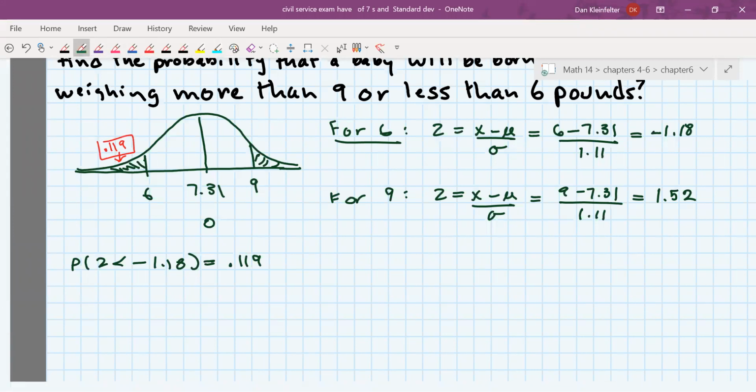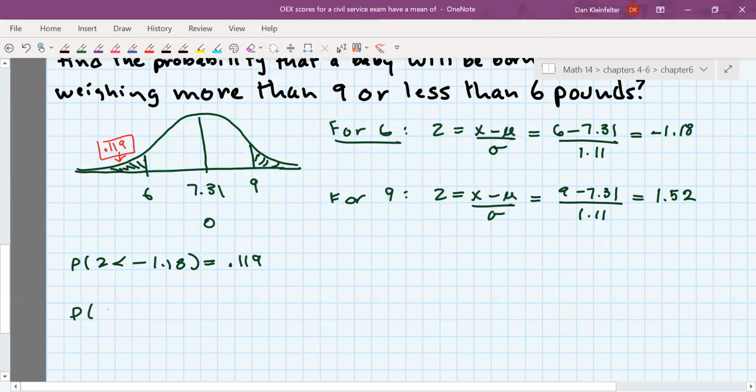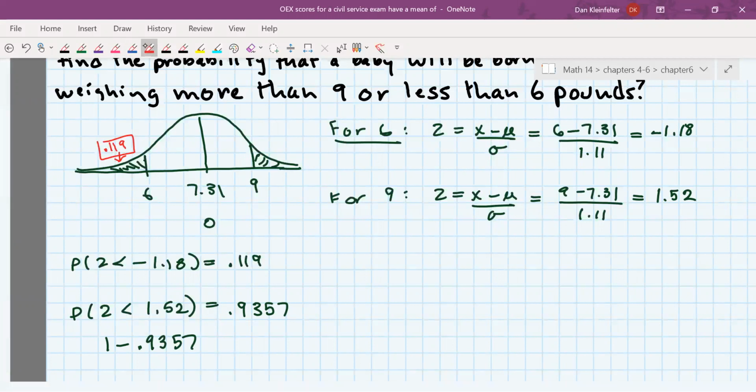Then for the other part, the probability that Z will be less than 1.52, working towards getting the right tail. For 1.52, it's 0.9357. Remember that that's the area to the left of 9, though. So we actually want the complement. And that's 0.0643.